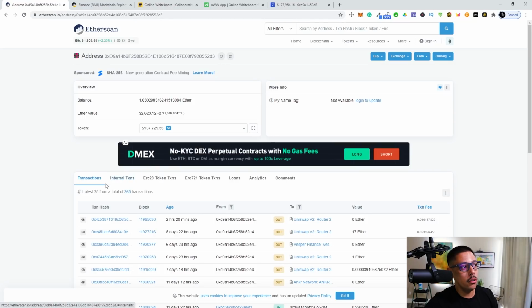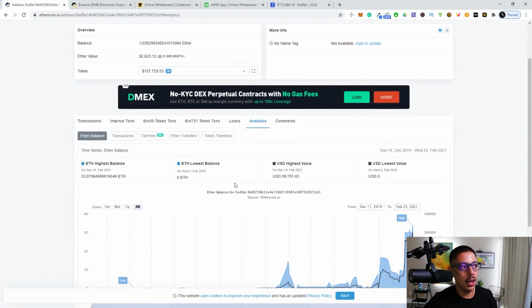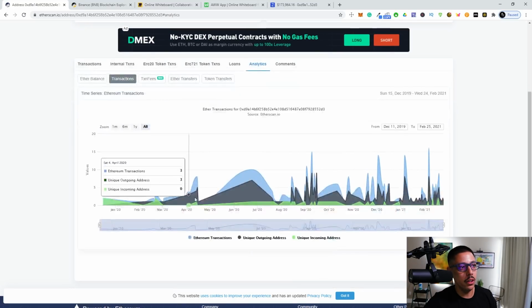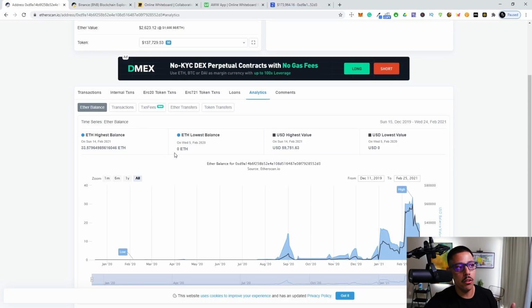So the first thing you can do is come over here, and I'm only going to show you things that I use personally myself. You can go to analytics, right? Analytics gives you some details on your portfolio, like transactions. As you can see here, how many transactions you're making. It even shows you your Ether balance. But again, like we just talked about, it's not 100% accurate.